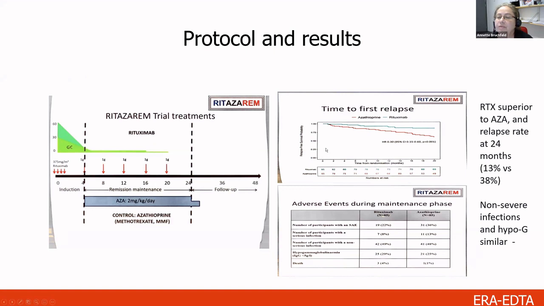The time to the first relapse is significantly better in the rituximab group, and the number of adverse events is fairly similar in both groups. So interestingly, there's not much difference in hypogammaglobulinemia between rituximab and azathioprine. Rituximab was then superior, and the relapse rate at 24 months was much lower. And apart from the hypogammaglobulinemia, there were no differences in infections between the two treatments.